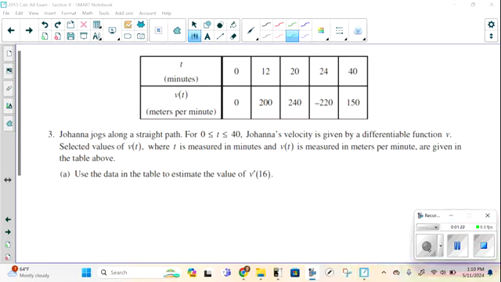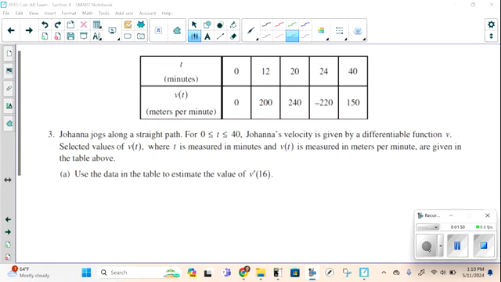Problem 3 reads, Joanna jogs along a straight path for time t between 0 and 40 inclusive. Joanna's velocity is given by a differentiable function v of t. Selected values of v of t, where t is measured in minutes and v of t is measured in meters per minute, are given in the table. 3a says, use the data in the table to estimate the value of v prime of 16.